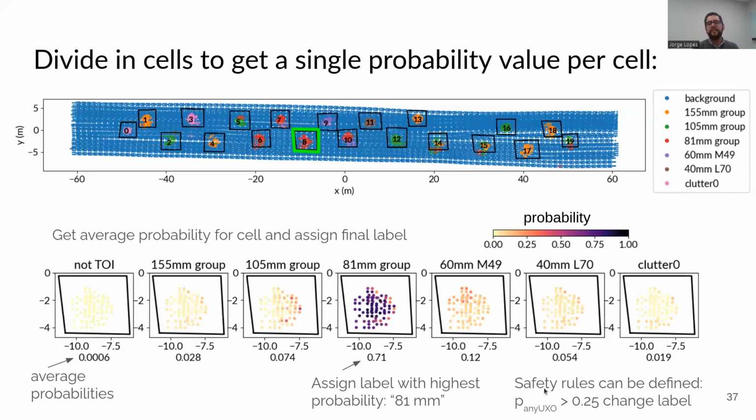The nice thing here is that you can also define what we call safety rules. Using this probability output, we can say, for example, if the probability of any of the UXOs that were not clutter or background is higher than 25%, and that particular object was labeled as clutter, we flip the label, since it's much worse to label a UXO as clutter than to label clutter as a UXO. So we perform this weighting in order to be safer.